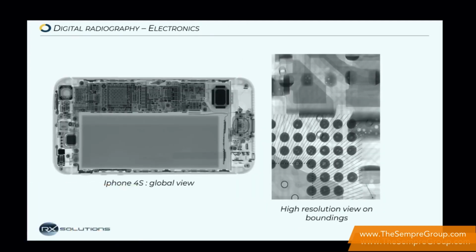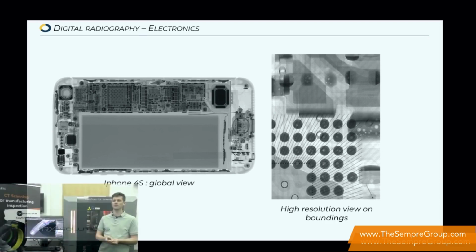Here is another 2D view of a phone, with the battery taking a lot of the space. And on the right side, a more zoomed in 2D view on the bondings on a certain area of the phone. So we can zoom in and have more detail. And in this case, we can actually see the porosities inside of the bondings.